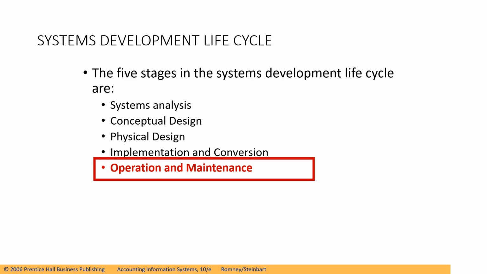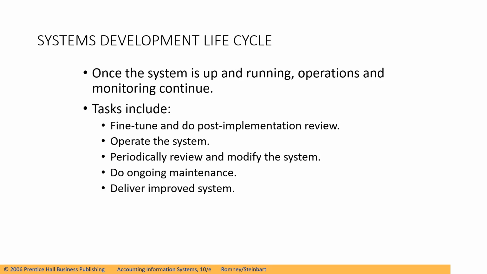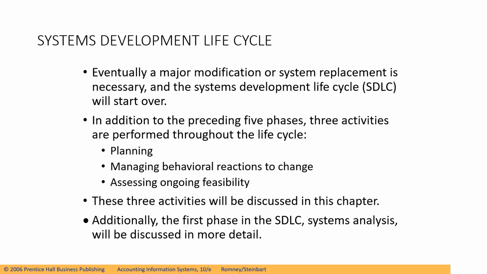The last stage in the system development lifecycle is the operation and maintenance. See, so in the operation and maintenance, of course, the system is already running. It's up now, it's already operating, so monitoring is continuous, so it's continual process. So it includes fine-tune and do post-implementation review, operate the system, periodically review, modify the system, do ongoing maintenance, and of course deliver improved system. Again, this is a cycle, so if there are some problems there, you go back again to the first cycle and so on until to the monitoring phase.